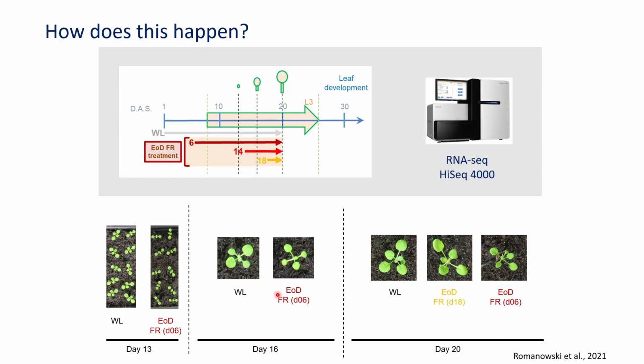Then here in midway in development, you can already see the effect of end-of-day infrared over leaf 3. Here the leaf is much larger than here in the early untreated plants, and here you can see the gradual change that is due to end-of-day infrared being applied much later or much earlier in leaf development.